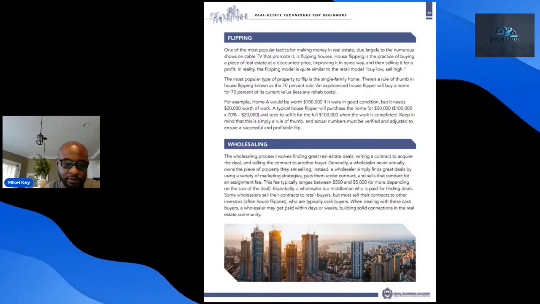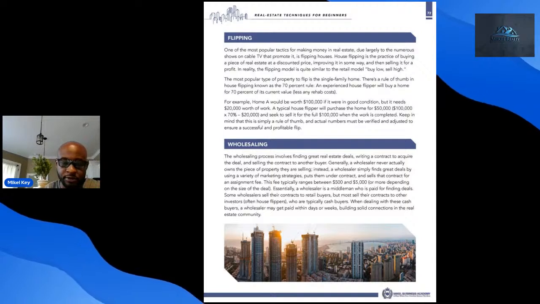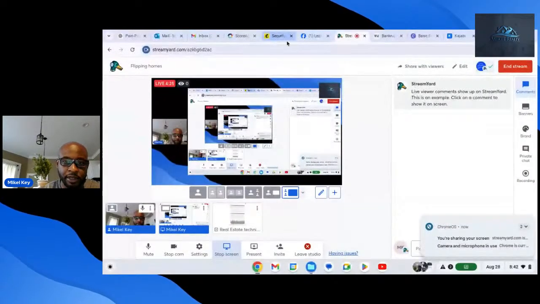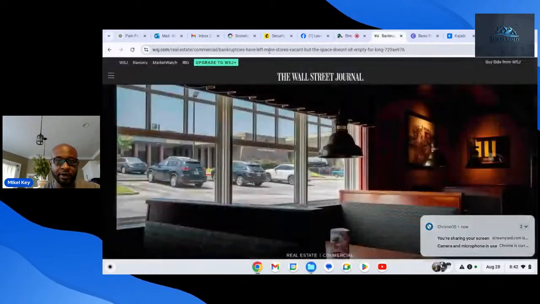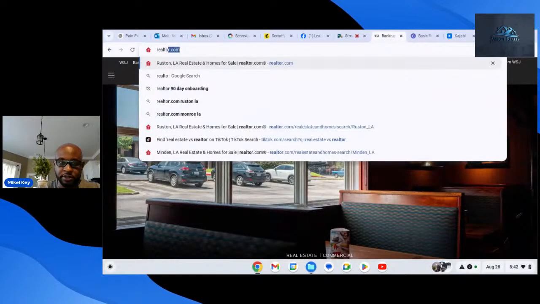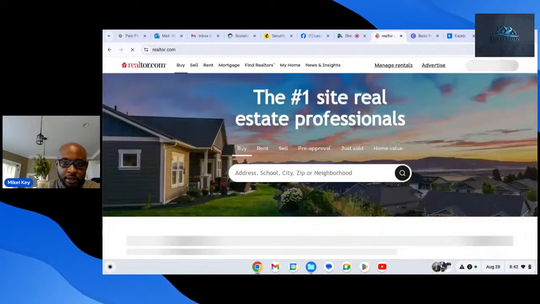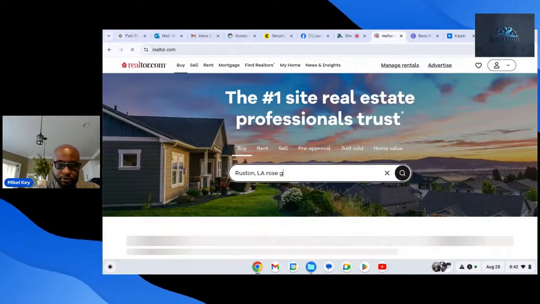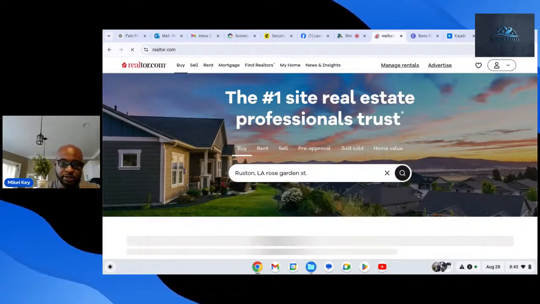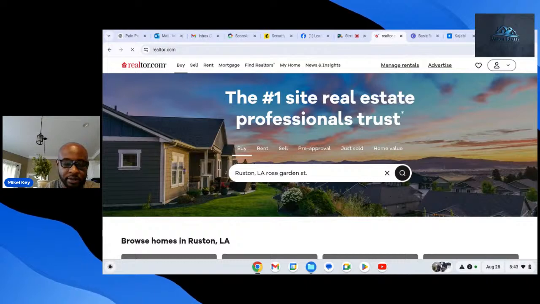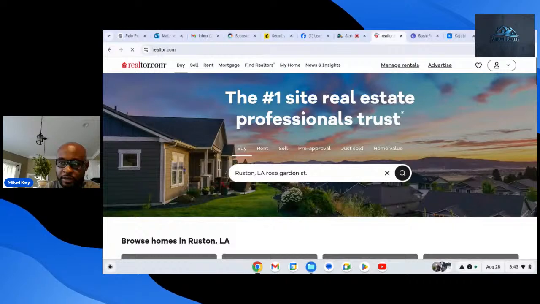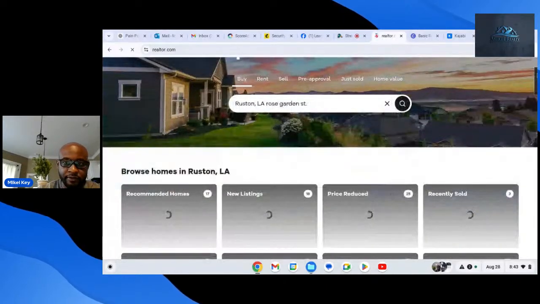Let's see something real quick. I'm going to share my screen with you. What we're going to do is play around with the after repair value real quick. So let's go to realtor.com. I'm going to take Ruston, Louisiana, and let's go to Rose Garden Street. That's the street that I live on. I'm going to try and look for some properties that have recently sold.